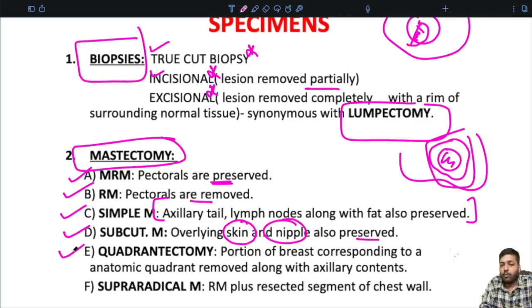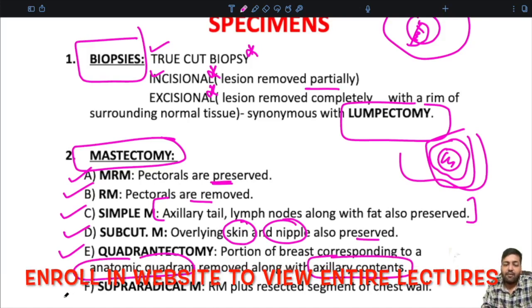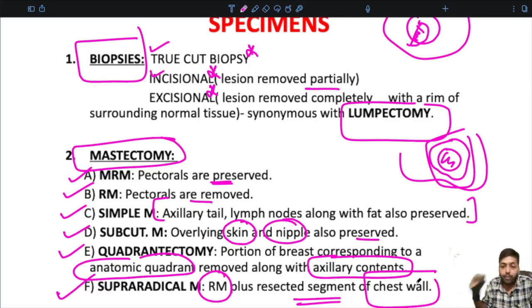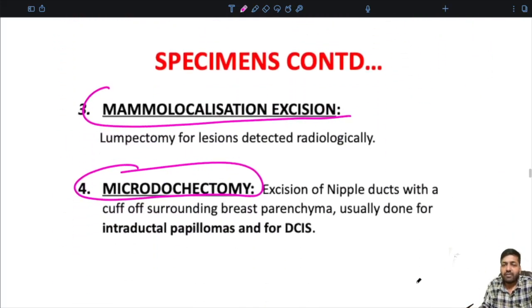In quadrantectomy, as you know, there are different anatomical quadrants. So over here, the portion of the breast corresponding to the anatomical quadrant is removed along with the axillary contents. Then we have supra-radical mastectomy, which is radical mastectomy plus a resected segment of the chest wall. The other categories of specimen are the mammolocalization specimen and microdocectomy specimen. Mammolocalization is when lumpectomy is done for lesions which are detected radiologically, localized mammographically. Microdocectomy is excision of the nipple ducts.